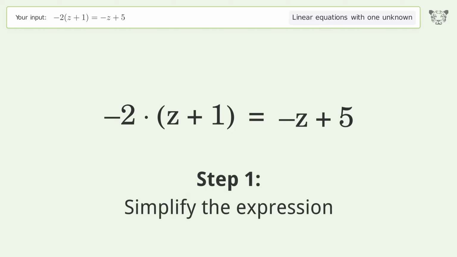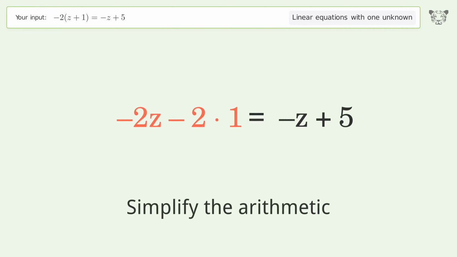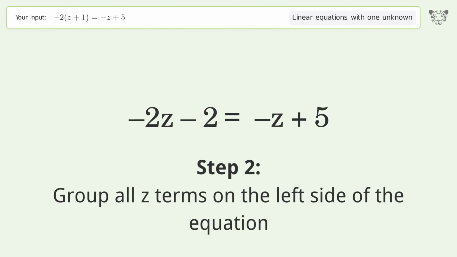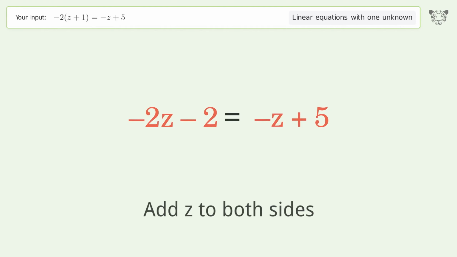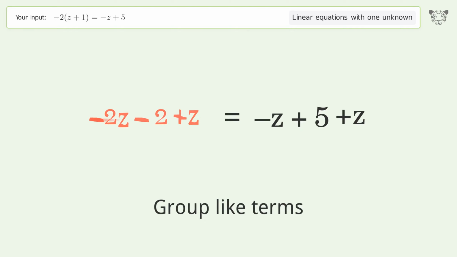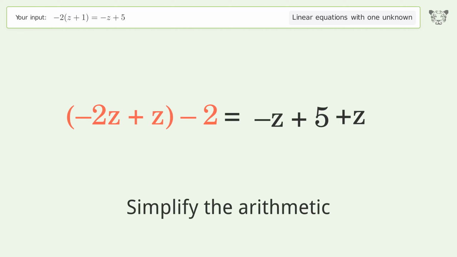Simplify the expression. Expand the parentheses. Simplify the arithmetic. Group all z terms on the left side of the equation. Add z to both sides. Group like terms. Simplify the arithmetic.